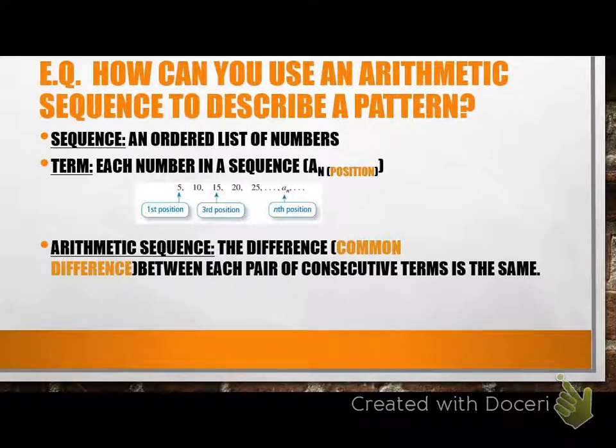Now let's talk about consecutive. If we win 3 consecutive state titles, what does consecutive mean? Back to back, in a row, all right? So we're talking about, is there a common difference that when we add it or subtract it, it continues to take us to the next number, all right? The difference or the common difference between each pair of consecutive terms is the same.